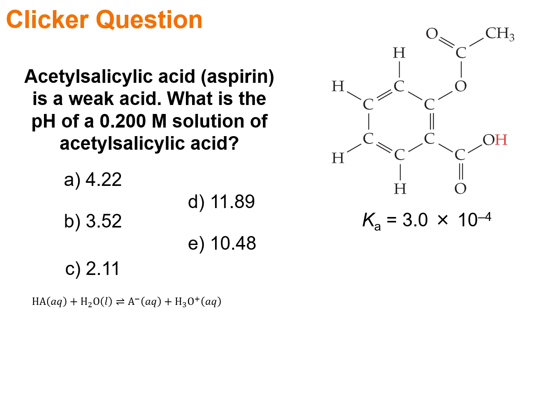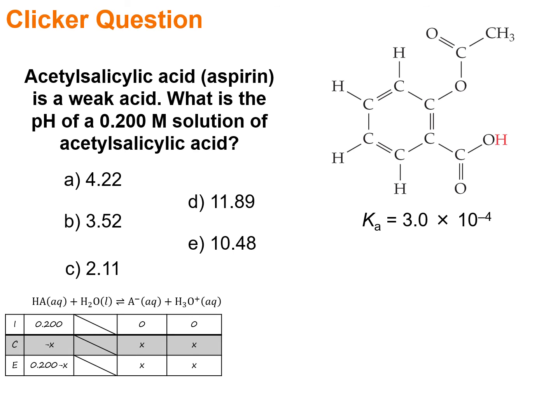If we're trying to figure this out, we probably want to set up an ICE diagram. We know we started with 0.2 molar of the HA, and we have 0 of the A minus and hydronium ion. We should end up with a minus x for HA, and plus x for A minus and hydronium. When we sum them, we end up with 0.2 minus x, and x, x. So setting up our Ka value, it's x squared over 0.2 minus x.